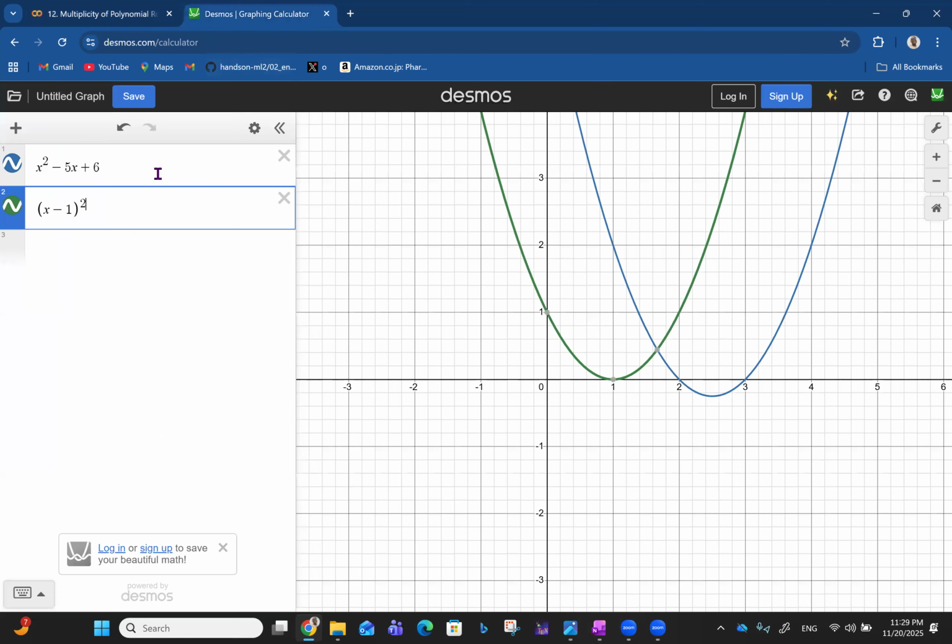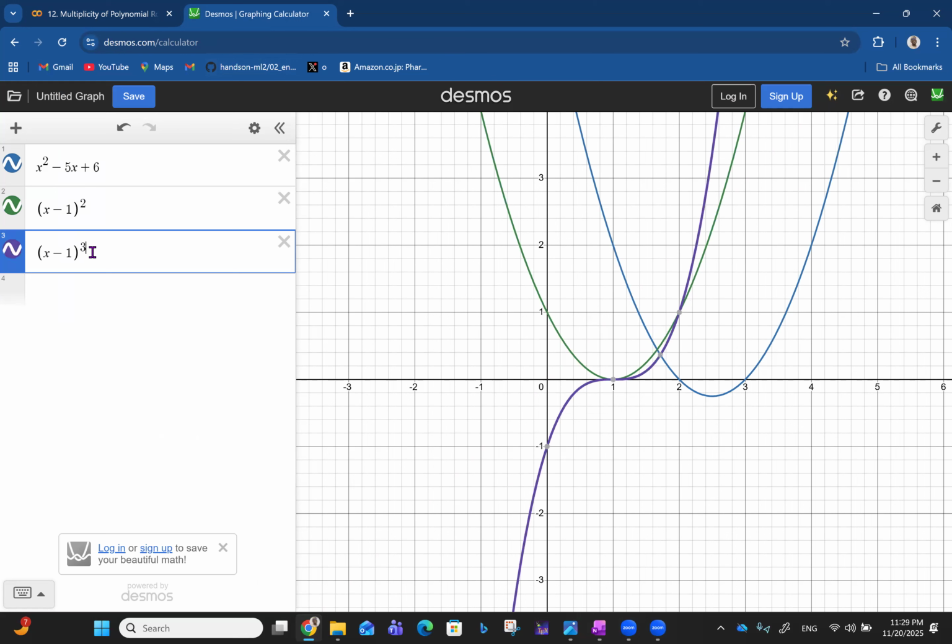So in this case now, look at this, x minus 1 is raised to power 2. So see how it is. So what if we change it to x minus 1 raised to power 3? So you see it crosses, and the curve keeps branching out like that.